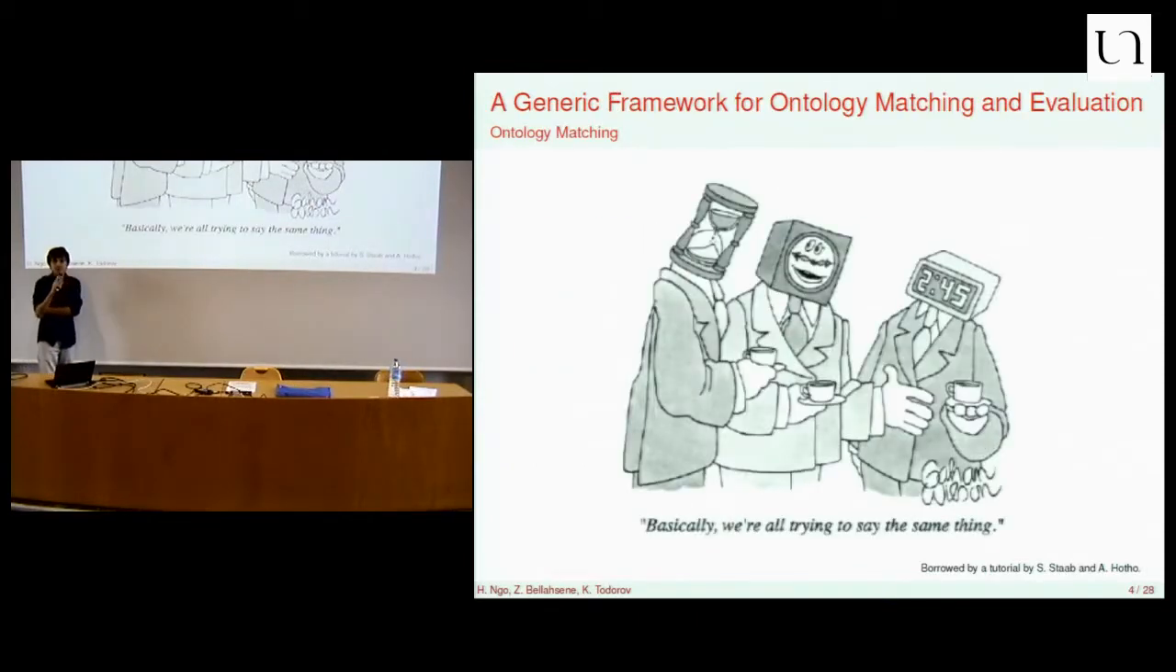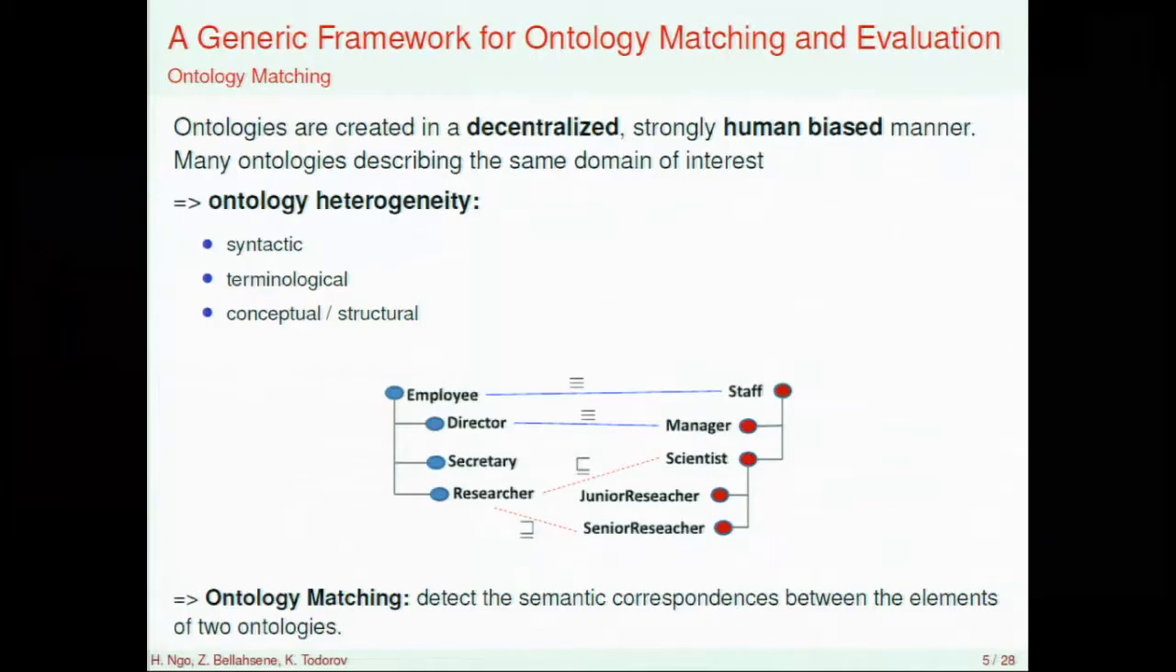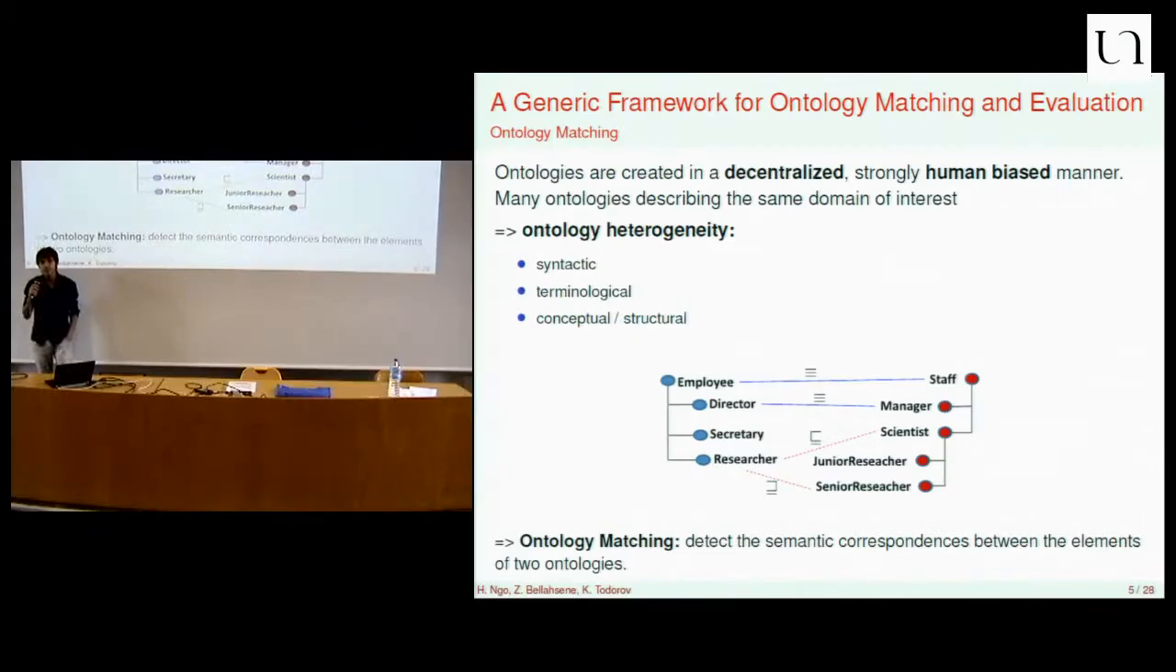I suppose that most of us are aware of the ontology matching problem. We have seen that ontologies have been widely applied in various fields, particularly notably in the semantic web applications. The problem is that many ontologies are being created in a decentralized manner, and the human interaction is very important, which leads to the creation of different ontologies, which tend to describe the same domain of interest or overlapping domains of interest.